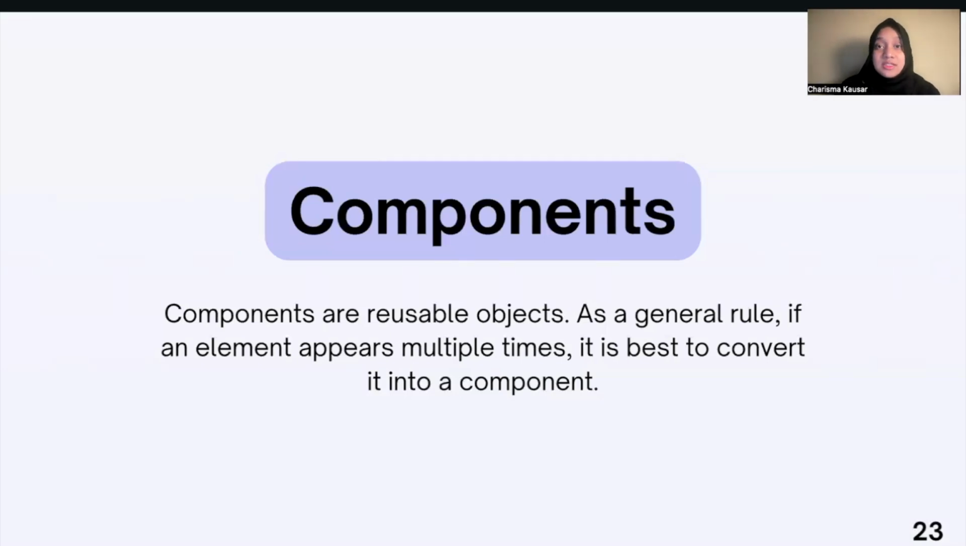So components are reusable objects, and as a general rule, they are supposed to be used when a certain element appears multiple times in your design. One example of that is a button. A button is going to be there in so many places in your design. So maybe you want to create a component of a button and then use that component button everywhere. And why is this useful?